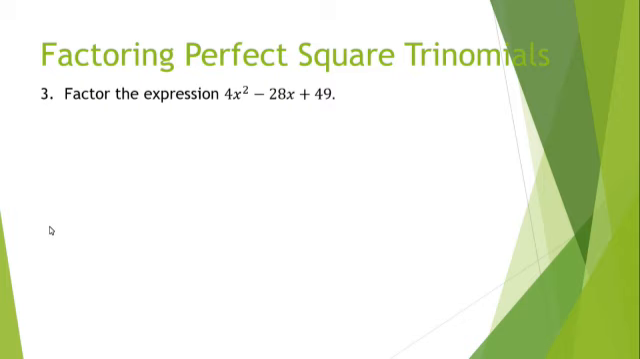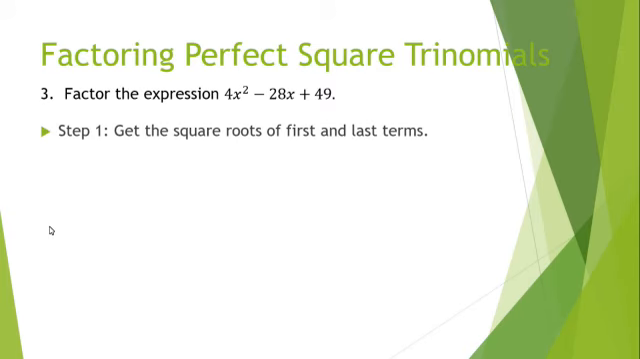Number 3. Factor the expression 4x squared minus 28x plus 49. We should follow the same steps as before. Step 1. Get the square roots of first and last terms. The first term of the trinomial is 4x squared, while the last term of the trinomial is 49. Getting the square roots, we have 2x and 7 respectively. Notice the red arrows. They indicate where the terms 4x squared and 49 came from.